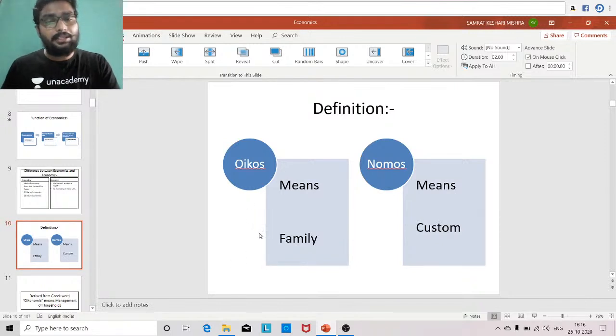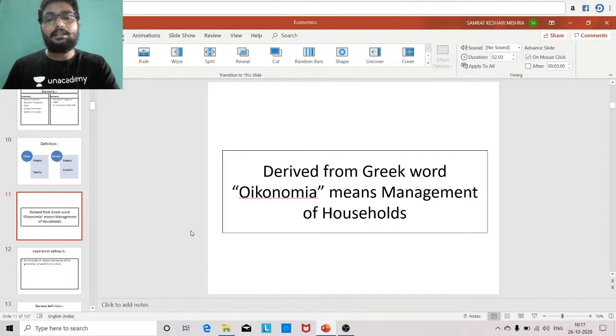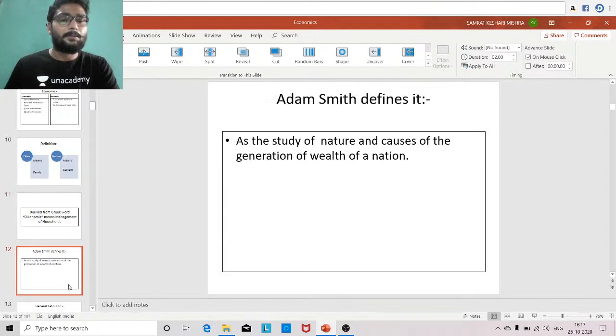Next, economics has been derived from two words. One is oikos and another one is nomos. Oikos means family and nomos means custom or management. So, we can say that economics is nothing but the management of household activities or the management of households.